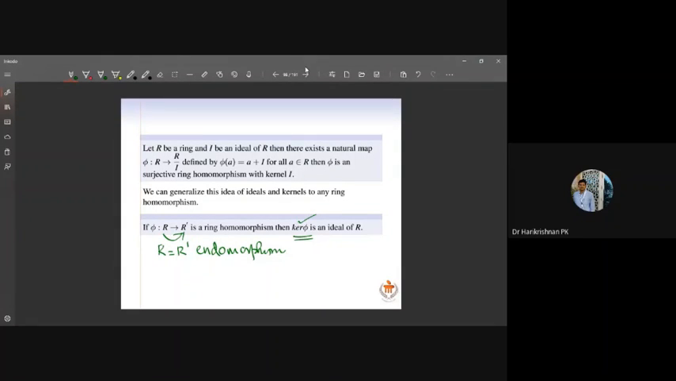That means if you are able to find an endomorphism of a ring, then obviously its kernel will be an ideal of that ring. This result gives you one technique to find the ideals of any ring: identify the endomorphisms of the given ring, and then calculate the kernel of that endomorphism. So that will be an ideal of R.